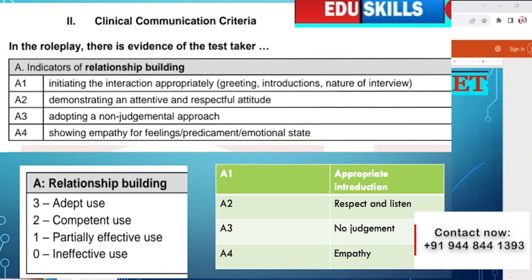And introduction, you have to introduce yourself with your name and your job role. And moving on to the next one, nature of interview. Nature of interview means you can see the background information, and you can see the first task. You can start the role play. How you can start the role play, we can see in an example.